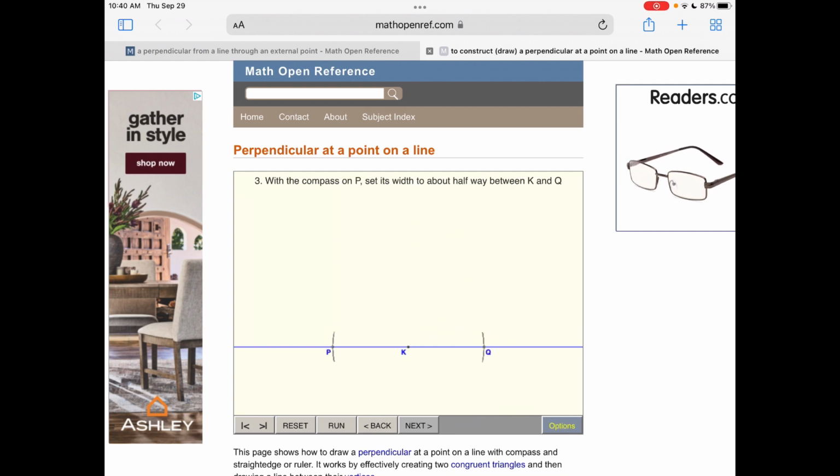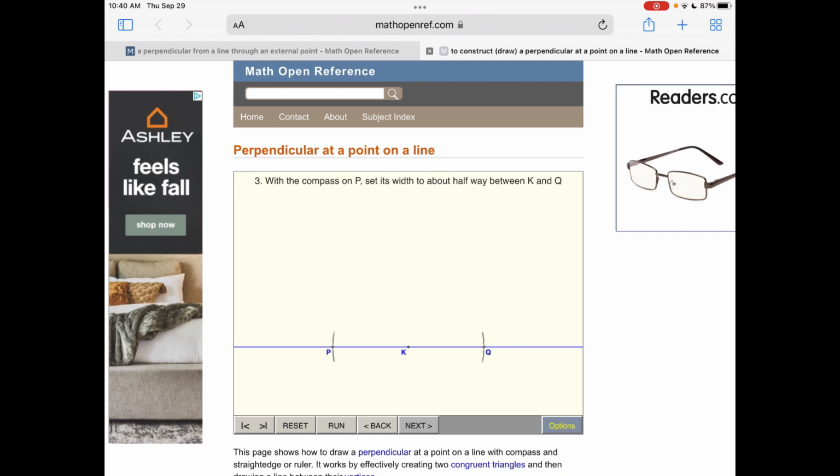Notice that's actually almost the same step that we did first, right? We wanted our arc set by the compass to intersect the line in two places. So now this created a P and a Q. And what we're going to do next is keep that compass and make it a little bit longer. We need to make sure it's at least past the point that we're trying to draw a line through. So notice how it's wider from P beyond K.